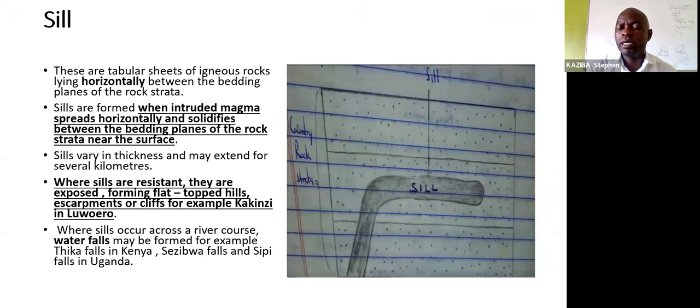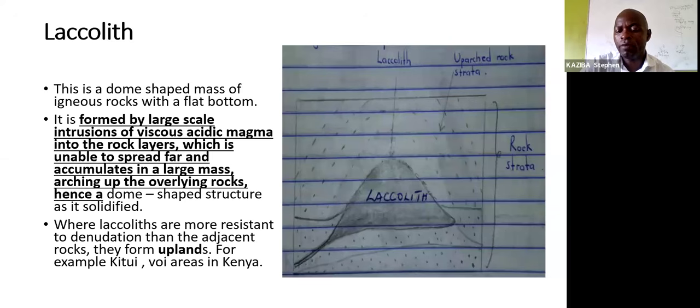Explain how they are formed. They are formed when magma is intruded and spreads horizontally. So the magma goes in along the bedding planes. It solidifies between the bedding planes of the rock layers or strata. So they vary in thickness and they may extend for several kilometers. Now, how are they exposed? When the overlying rocks are removed and the sills are made up of hard resistant rocks, they form flat-topped hills. Then we go to laccolith.